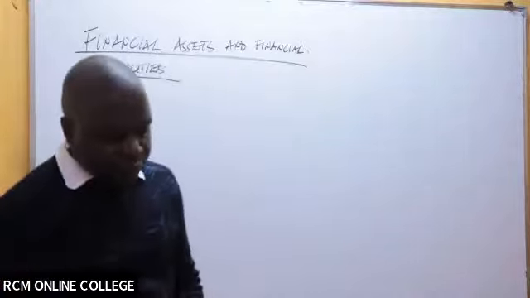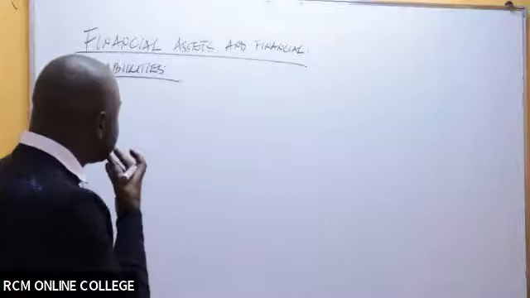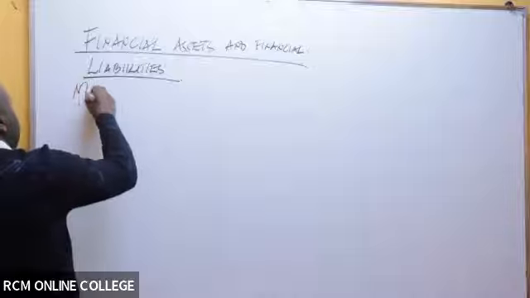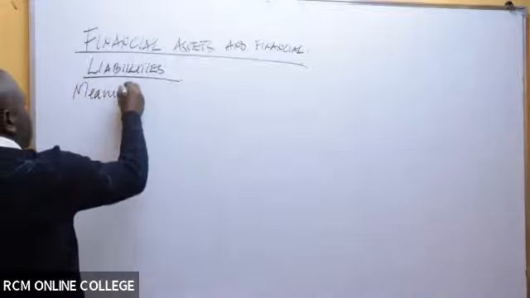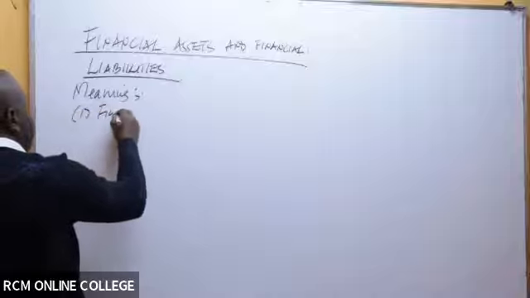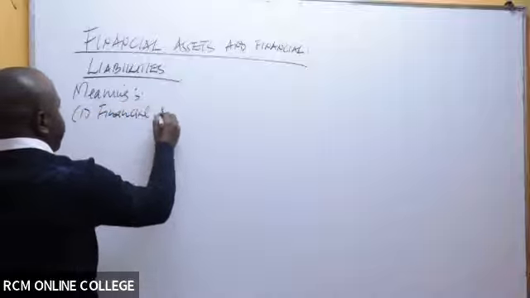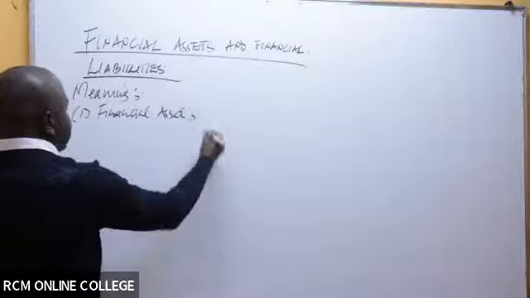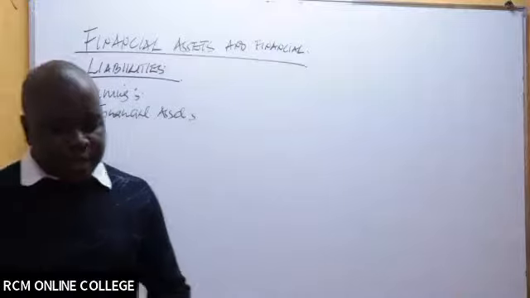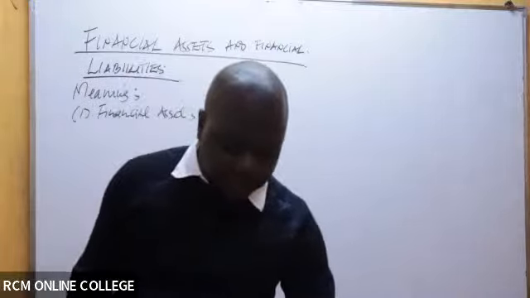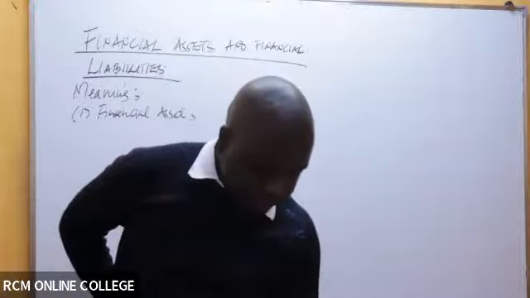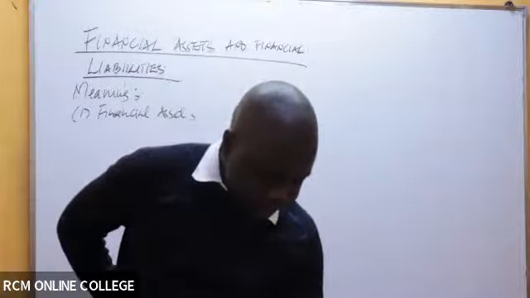So first of all, we can indicate the meaning. What is the meaning of these two? First of all, let's look at what a financial asset is. Then we can look at what a financial liability is. So you can write this about a financial asset.